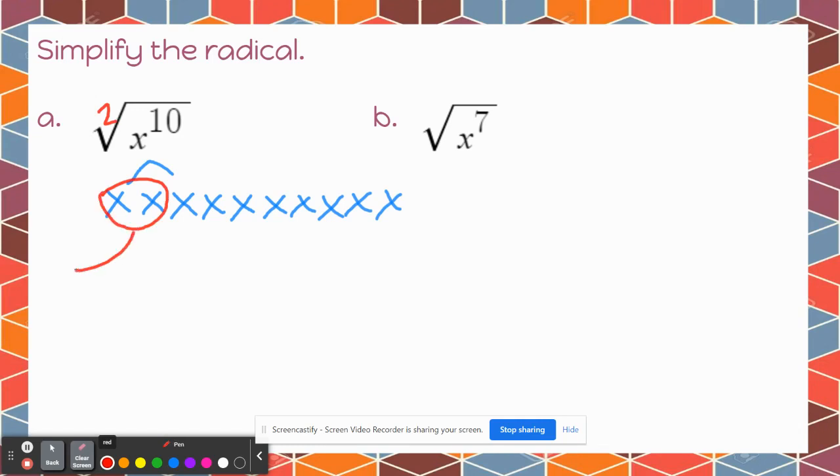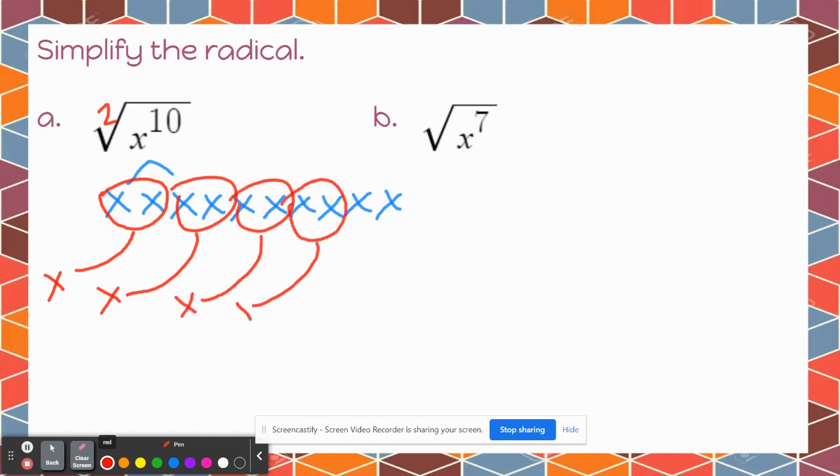Well, there's one pair. There's another pair. Another pair. Another pair. And another pair. And when we pull out all of these pairs on the outside of the square root, what do we do? Do we add them or do we multiply them?